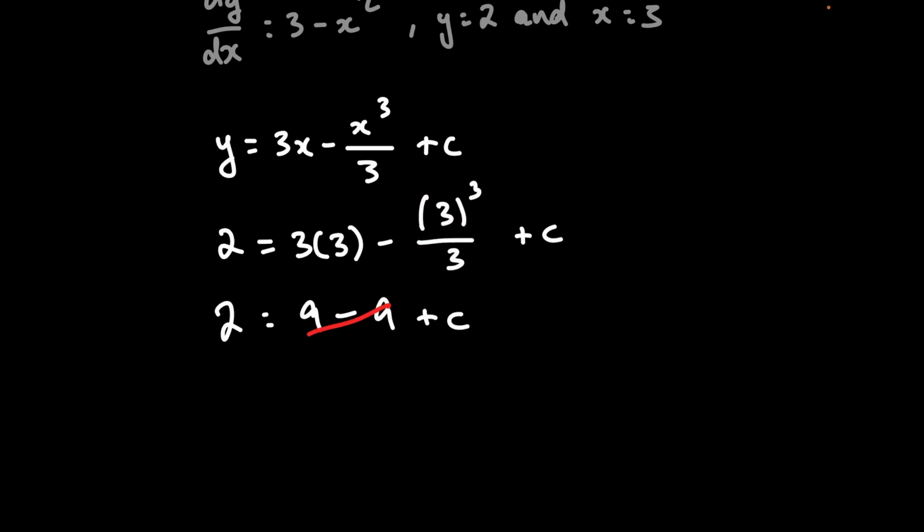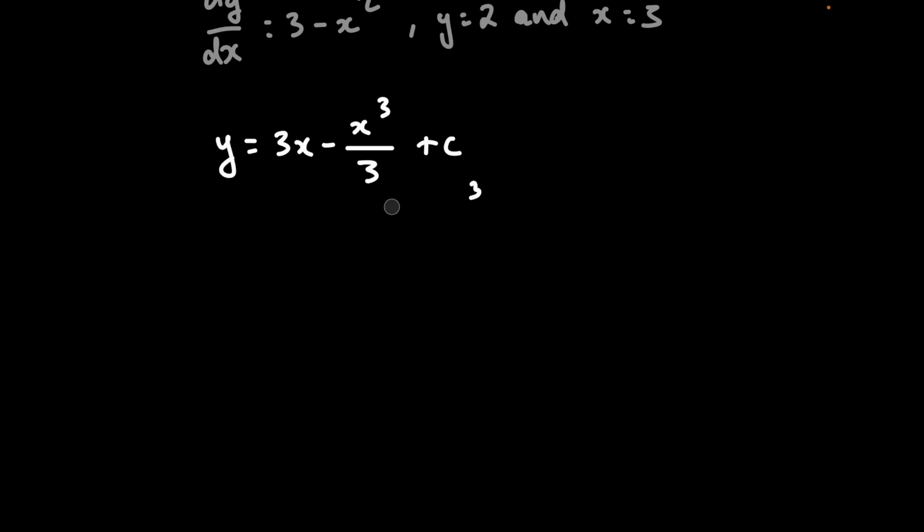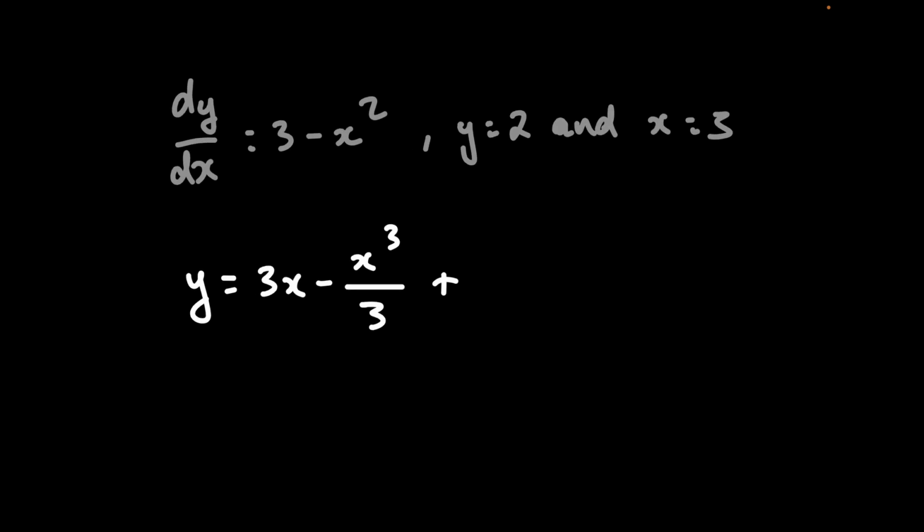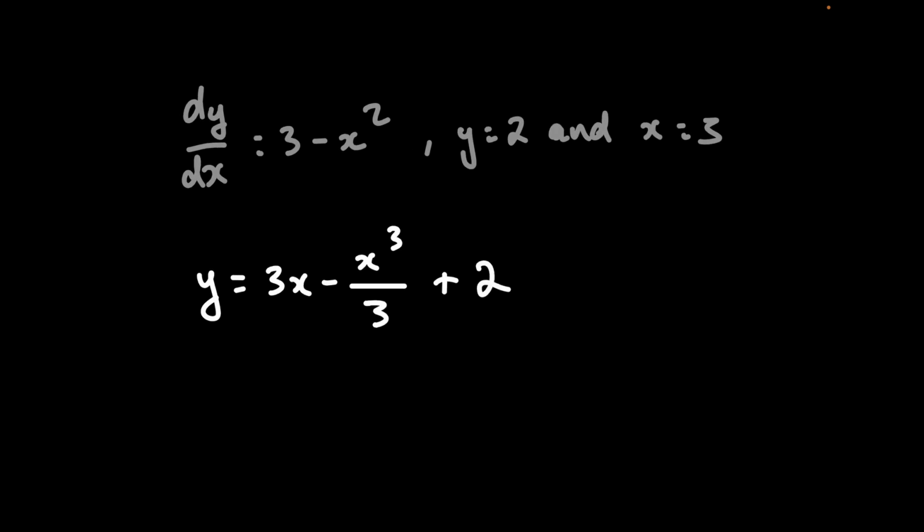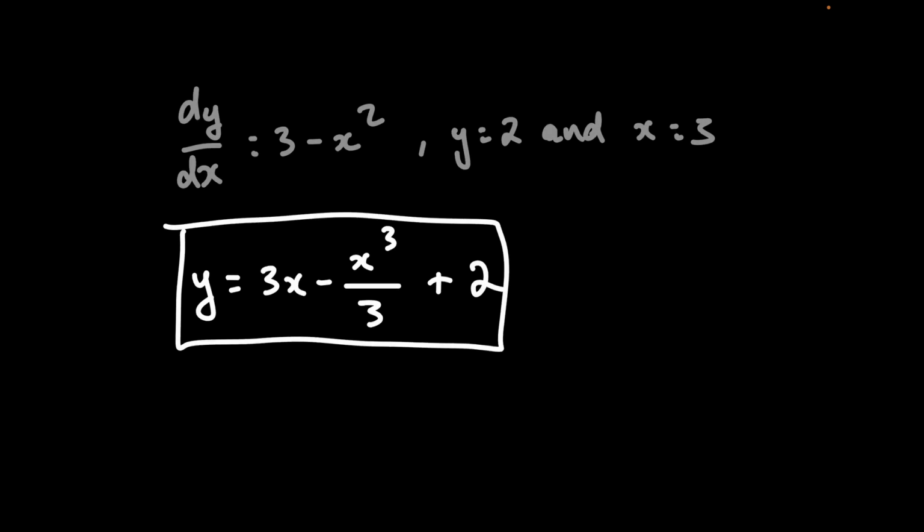So the 9 and 9 cancel. What we're really left with is that c is equal to 2. Okay, so c is equal to 2. And so I'm just going to replace the c over here with 2. And this is our final answer. This is the integral of this question here.